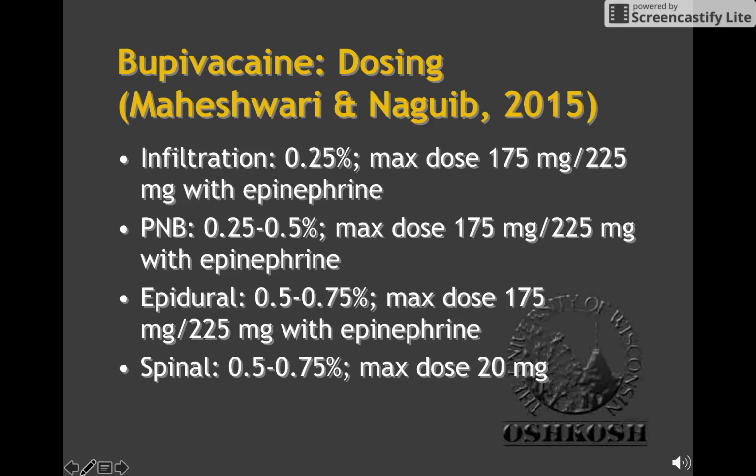Epidural and spinal anesthesia and analgesia can be achieved with a 0.5 to 0.75% solution. However, max doses here must be carefully considered. For epidural, max bupivacaine dosing is 175 milligrams without epinephrine or 225 with epi, while spinal injections require far less drug, with max doses being 20 milligrams.